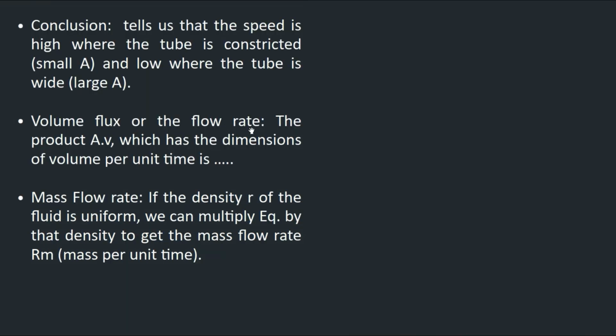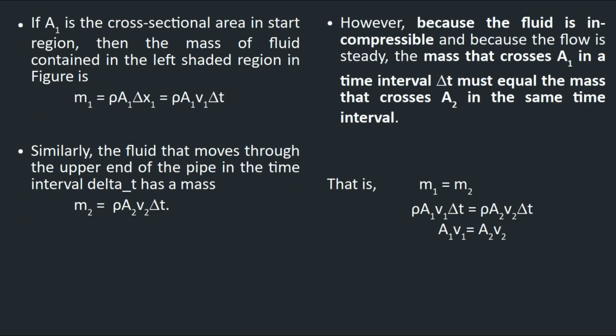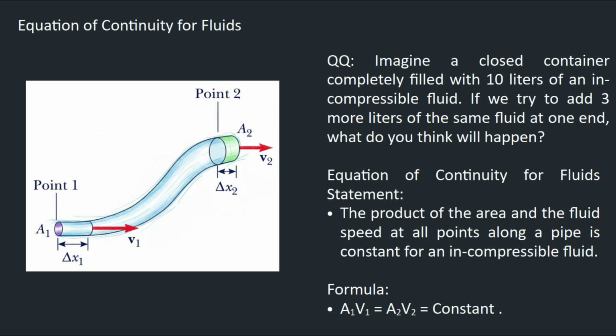So volume flux or the fluid rate, the product of AV, which has dimensions of volume per unit time is, okay, I don't remember what exactly I meant over there. Mass flow rate. If the density rho of a fluid is uniform, we can multiply the equation by the density to get the mass rate. Okay, this is nothing but mass in is equal to mass out. Okay, not a big deal. All this is okay.